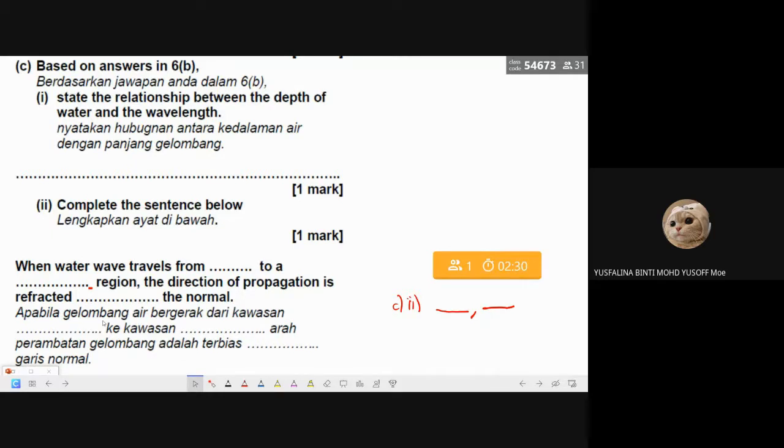You can describe whether it decreases or increases, or deeper to shallow, or you want to start from shallow to deeper also can, or start with deep to shallow also can. Directly proportional, deep to shallow towards. Okay, very good, Zinian. I give one more minute, then I will close.